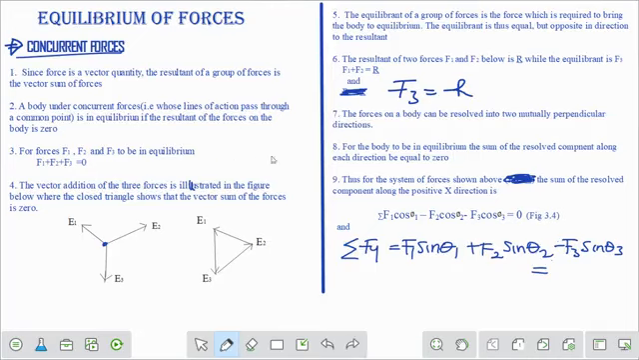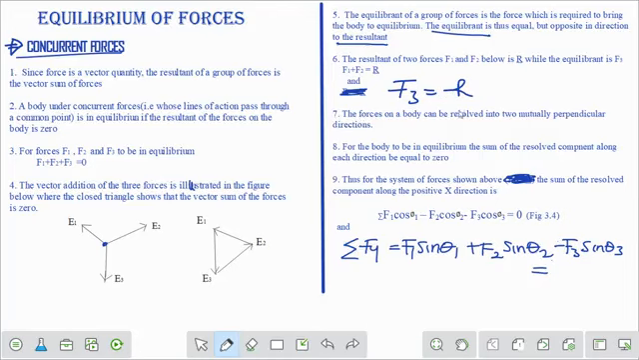Now the equilibrant of a group of forces is the force which is required to bring the body to equilibrium. The equilibrant is thus equal but opposite in direction to the resultant. That is, the equilibrant is the force that is used to balance other forces. The resultant of two forces F1 and F2 below is R, while the equilibrant is F3. So F3 is equal to minus R, that is, equal to the resultant but opposite. Opposite means that's the reason why we put minus here.